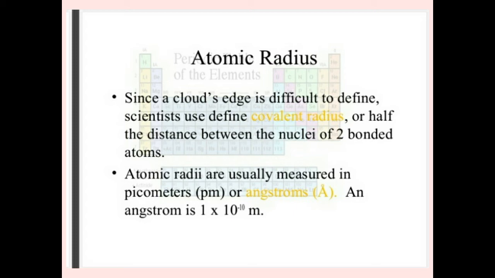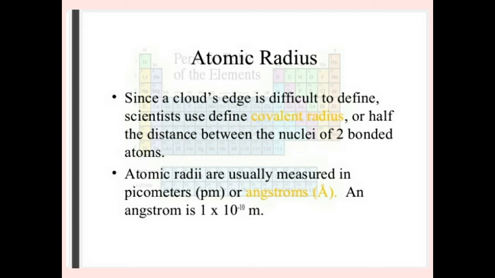So that is what scientists have decided. They decided to measure the radius in the bonded state, in place of the free state. Now there are different types of bonds, that is covalent bonds, metallic bonds, van der Waals bonds and ionic bonds. So there are different types of radii also, that is covalent radius, van der Waals radius, metallic radius and ionic radius.